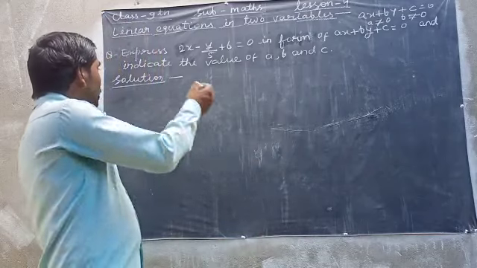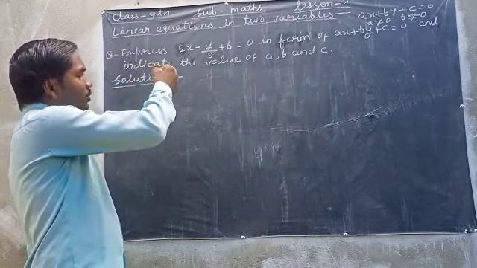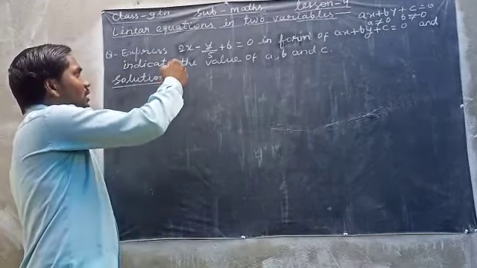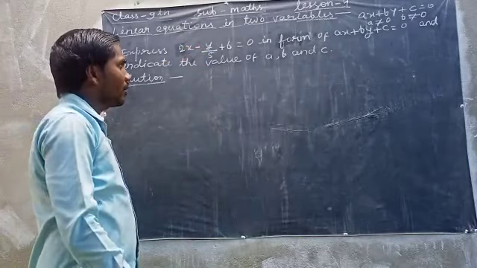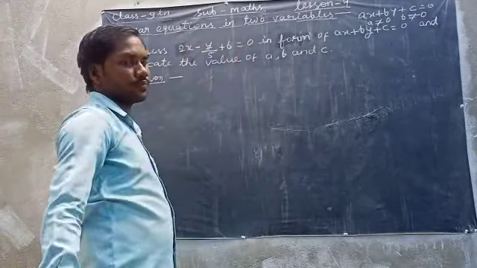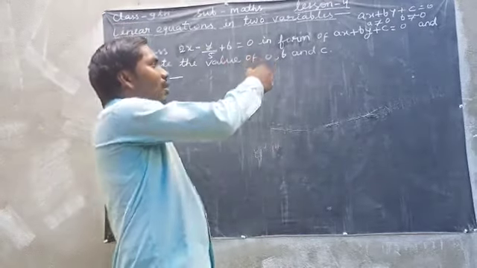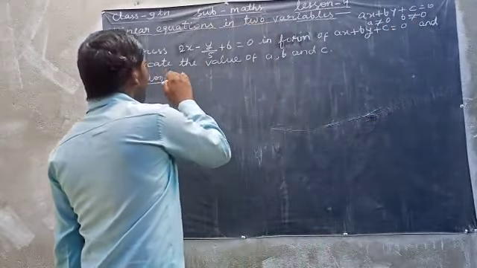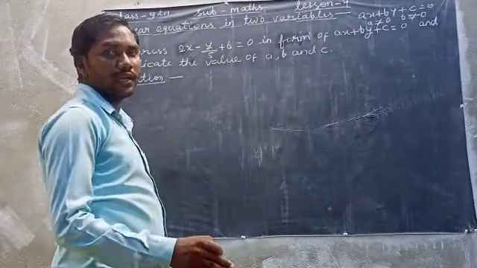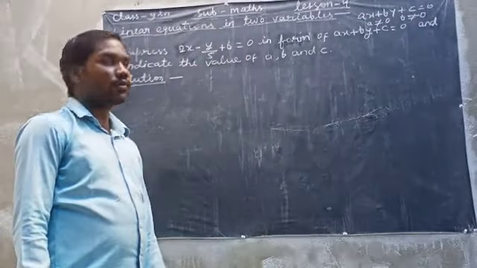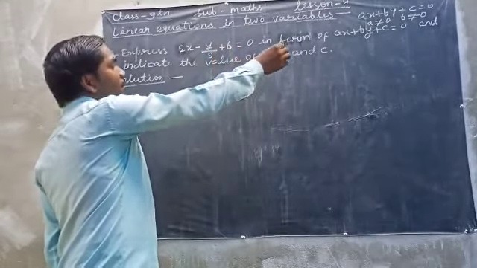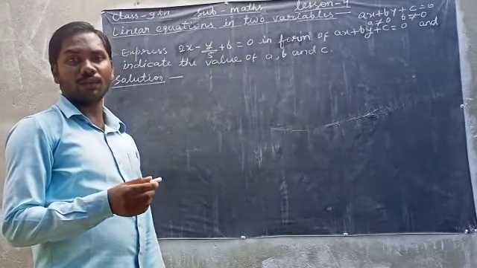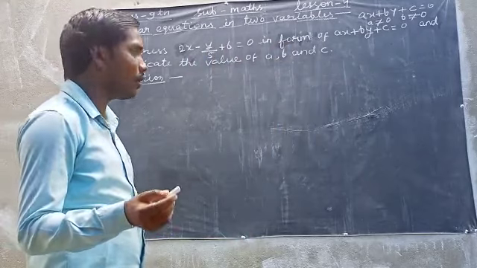But now we are going to discuss our question number 1 from exercise 4A, that is: express 2x minus y by 5 plus 6 is equal to 0 in the form of ax plus by plus c is equal to 0 and indicate the value of a, b and c. We will express this equation in the form of ax plus by plus c and after that we will find the value of a, b and c. Let us see how to do it.